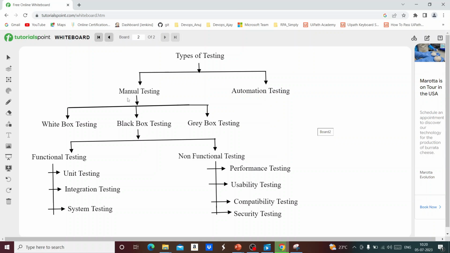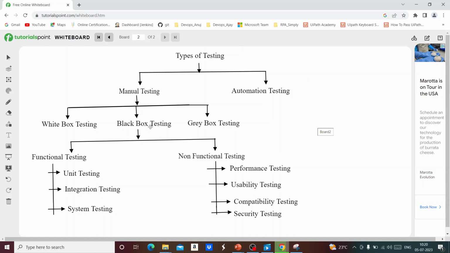Manual testing is further divided into white box testing, black box testing, and gray box testing. No need to worry about the definition of what is black box testing, what is white box testing, what is gray box testing. All these things will be covered in my later videos. So please have patience on this. White box testing, black box testing, and gray box testing are the categories of manual testing.